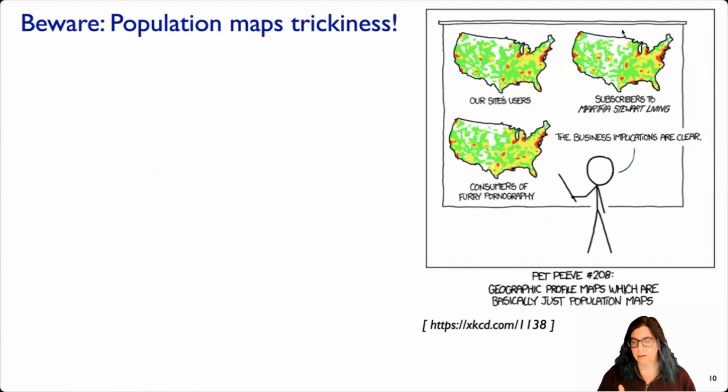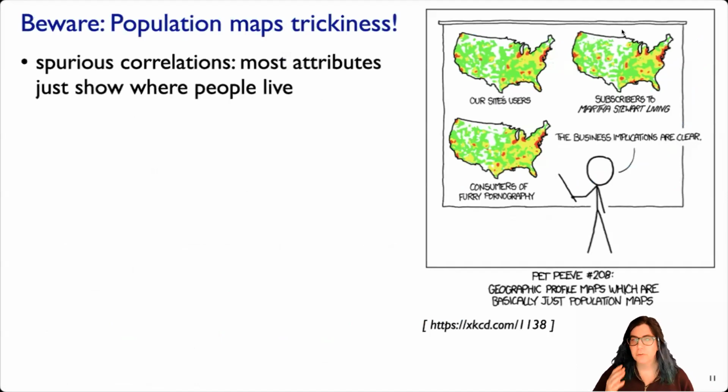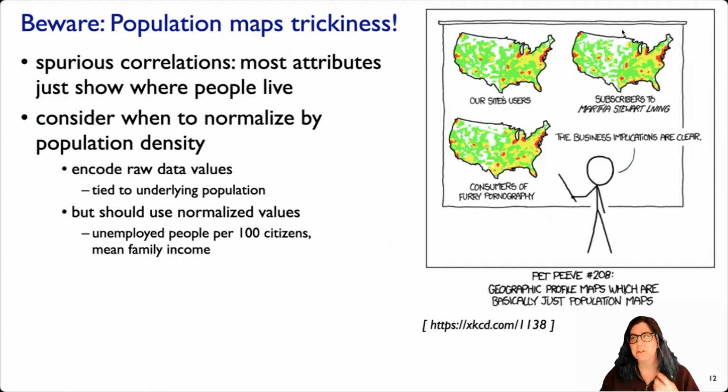This is a particularly snarky XKCD comic about it, but population maps often just show where people live. So it's a spurious correlation. All kinds of attributes will just show here's where people live. So be careful of when you should normalize. If you're showing data about people, and a lot of the data that we gather are, think about when to normalize by population density. So instead of just raw data values, use normalized data values like mean family income or unemployed people per 100 citizens.